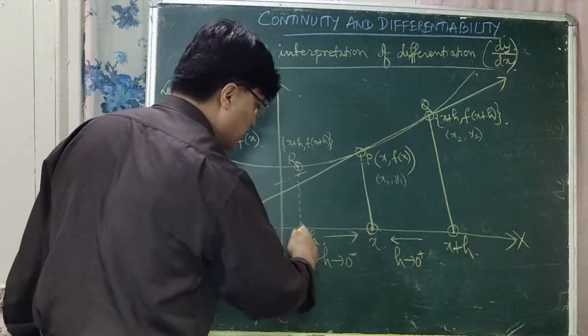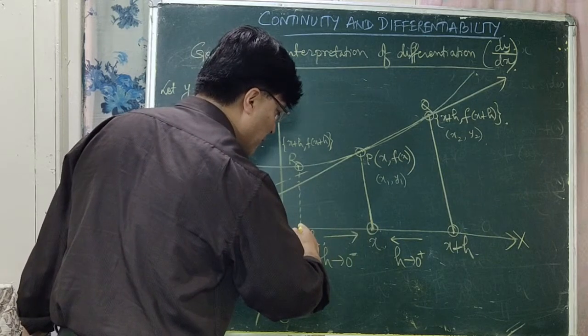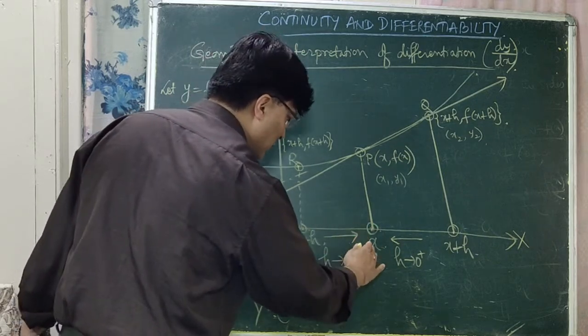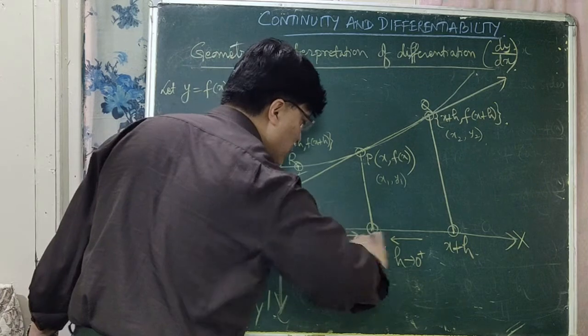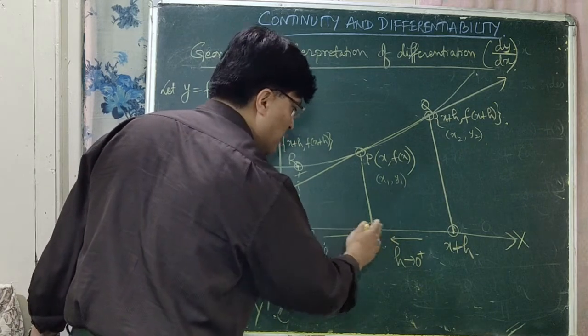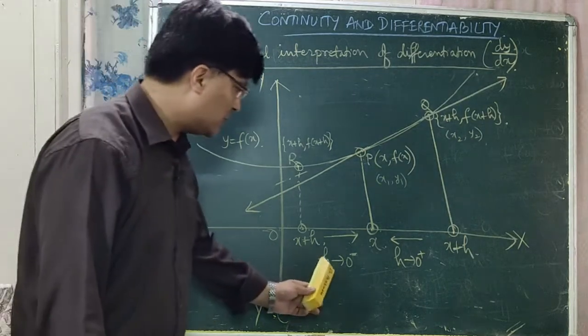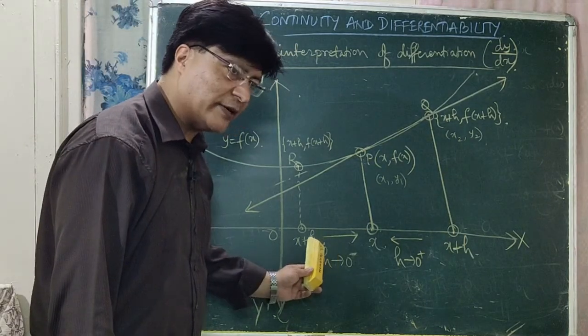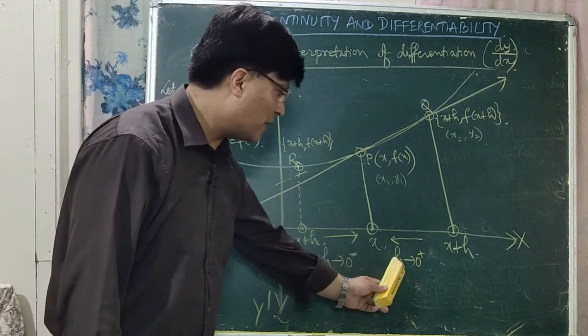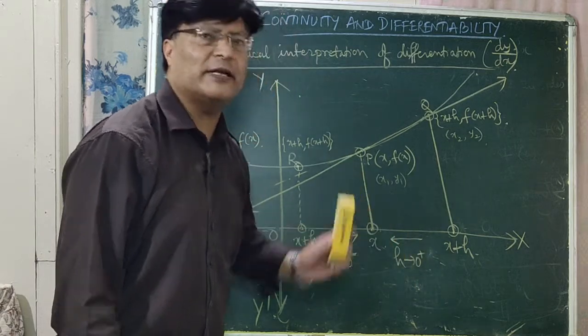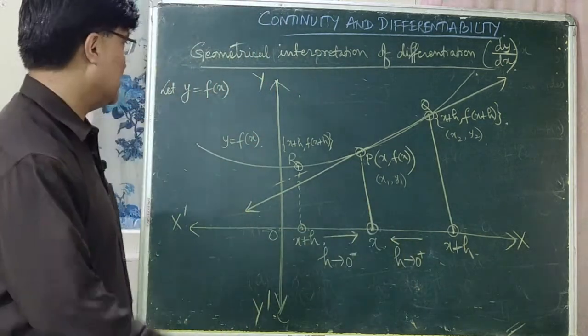h tends to zero plus. And from x plus h to x, h is tending to zero from which side? From the left hand side. That is, from the left of x. Is that clear to all of you? Your h is tending towards 0 minus, h is a very, very small negative quantity. Your h tends to 0 plus, your h is a very, very small positive quantity.